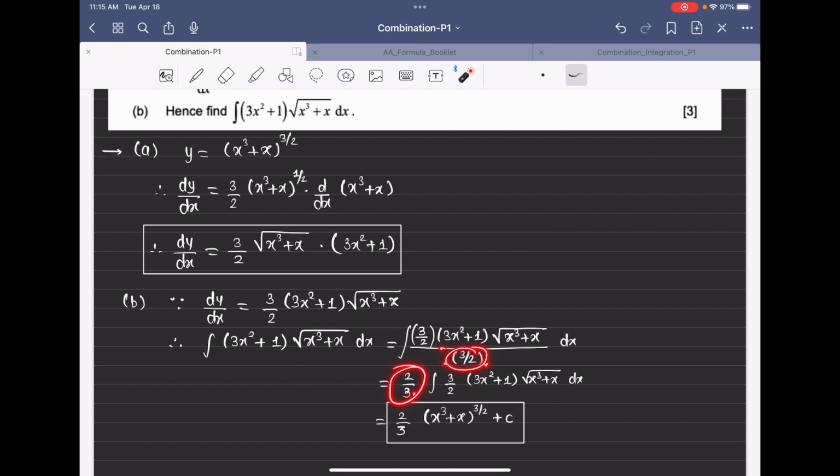I'm writing this here, and this term here: 3 by 2 into (3x square plus 1) root of x cube plus x is a derivative of this. So the integration of this is basically this term. I'm directly removing the integration sign and writing 2 by 3 (x cube plus x) raised to 3 by 2 plus c.